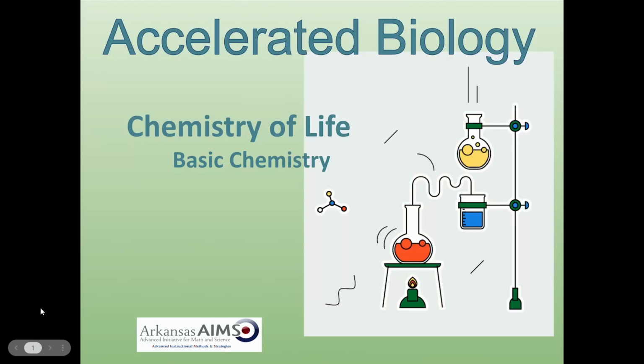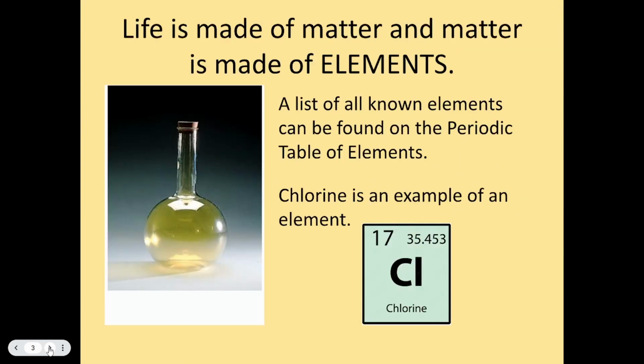All right, welcome. We are going to quickly go over basic chemistry. Life is made out of matter, and then matter is made out of smaller pieces called elements, right? And all the elements that we know of are on the periodic table. For example, this is chlorine gas, and chlorine is an element. Chlorine gas is green and it's poisonous.